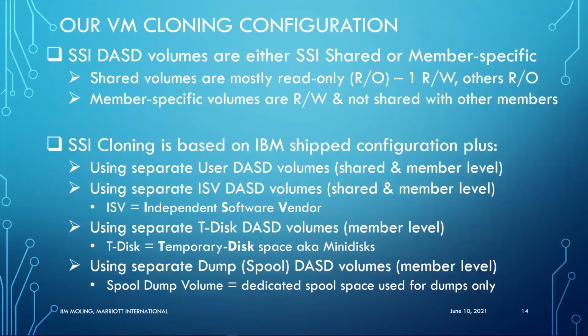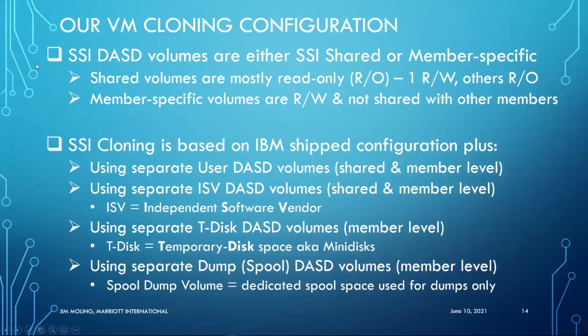Okay, so cloning is based on the IBM ship configuration plus some additional volumes, as you've already seen, right? I've added these user volumes, and that's something that I've been doing for a long time. But a more recent twist is these ISV volumes, which is independent software vendor, if you're wondering, and or vendor volumes, right? Again, to help manage those types of entities, and it gives you some more flexibility there.